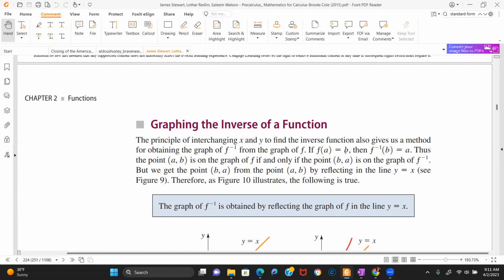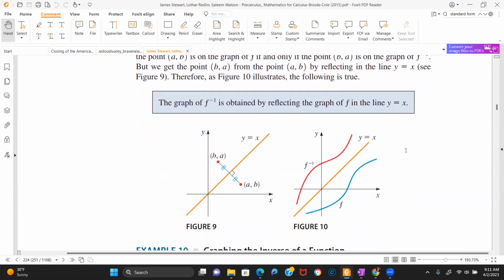Because f sends a to b, that means the point (a, b) is a point on the graph of f. And if f sends a to b, f inverse sends b to a, which means that (b, a) is a point on the graph of f inverse. So what does that mean geometrically? It means that the graph of f inverse is obtained by reflecting the graph of f across the line y is equal to x, this diagonal line.